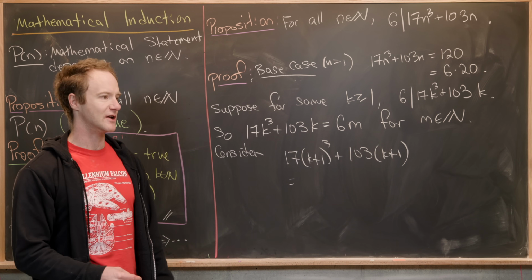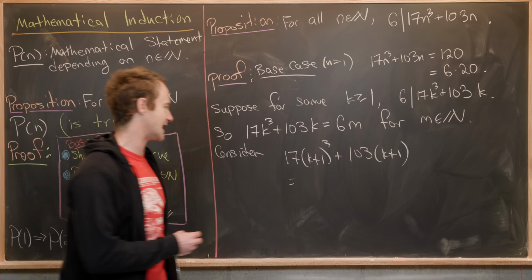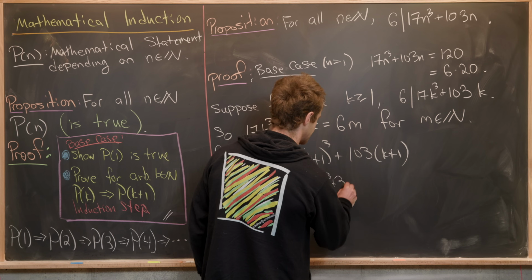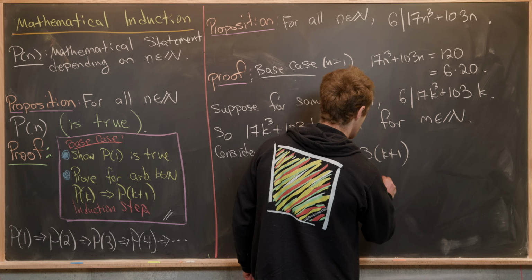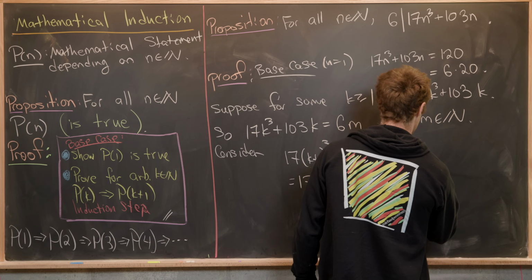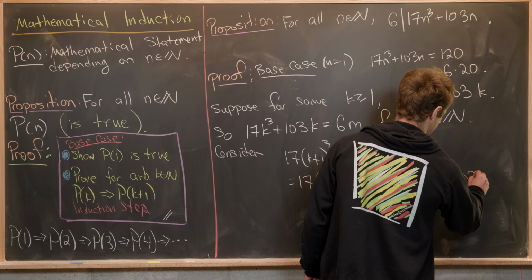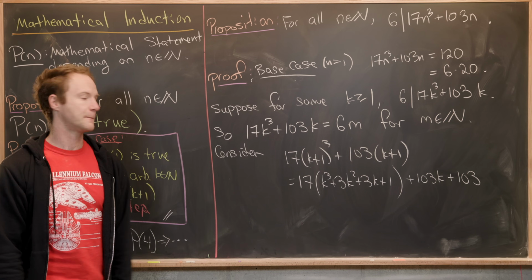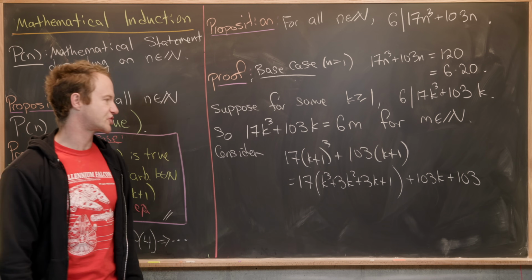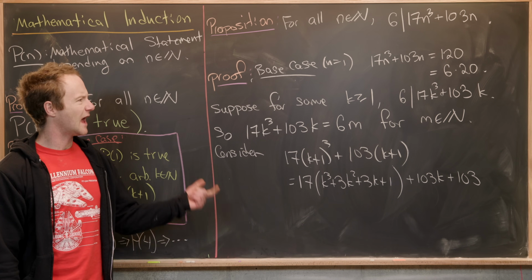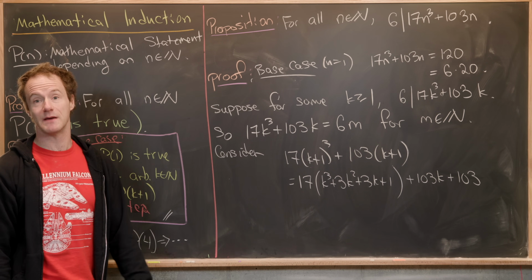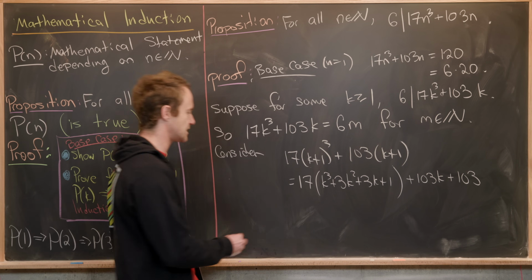Well, you can just look up the binomial expansion formula or multiply it out by hand. Either way, you'll get 17 times the quantity k cubed plus 3k squared plus 3k plus 1, like that. And then over here we have plus 103k plus 103. I'll go ahead and distribute that through. So next what we'll do is multiply this 17 through and start to combine like terms. And by combine like terms, maybe I'm thinking about these two terms as being terms that might be important to combine. Okay, so let's see what we get.